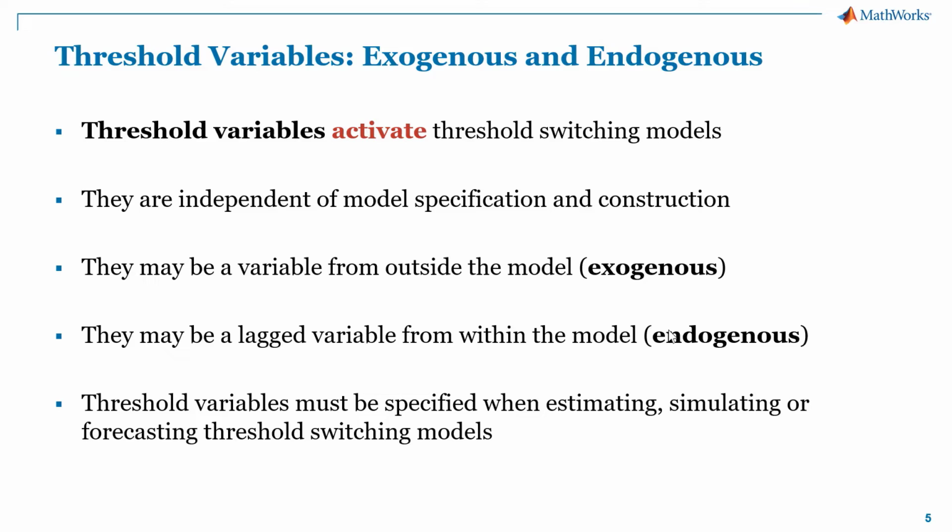You have different options for that. And the two main options for specifying threshold variables when you want to do something like estimating, simulating, or forecasting the model, once you've already constructed it, are exogenous threshold variables or endogenous threshold variables. So exogenous means coming from outside of the model. If you want to use a threshold variable to activate the model that's not one of the series that you're actually modeling, this would be called an exogenous switching model.